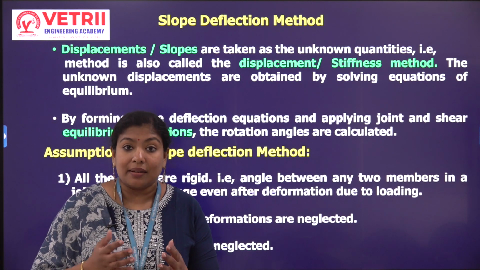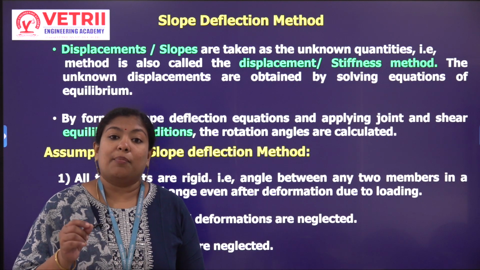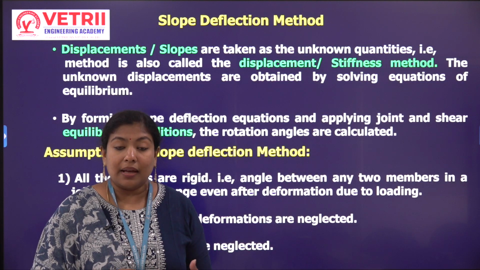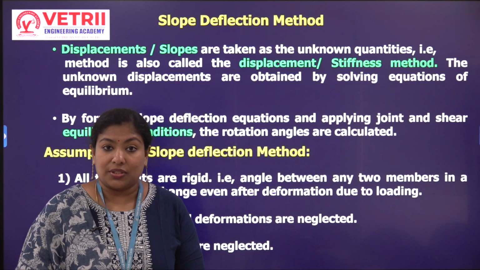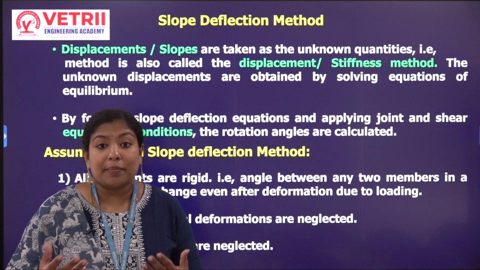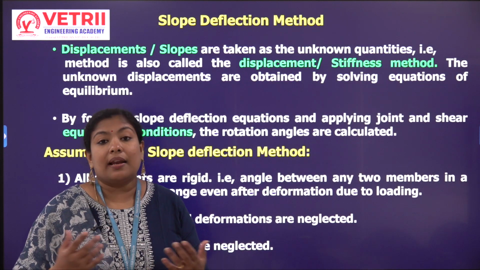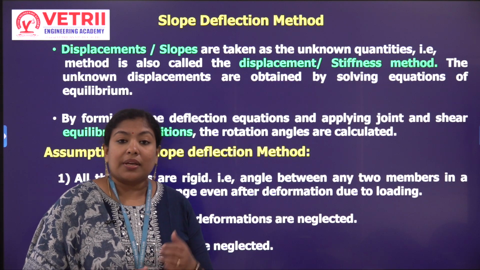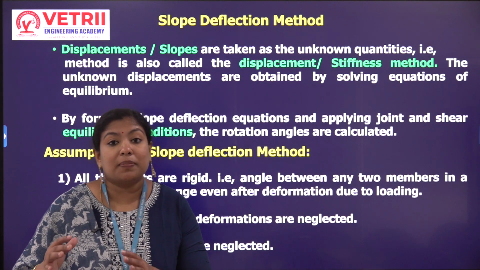So for statically determinate structures, you can find the unknowns with the help of the three equations of equilibrium. But in the case of statically indeterminate structures, you require some additional equations. Okay, that you call the compatibility equation, or an additional equation to the equilibrium equations. If you get that, you can find all your unknowns. Okay, so here this method, the slope deflection method, falls under the displacement method.